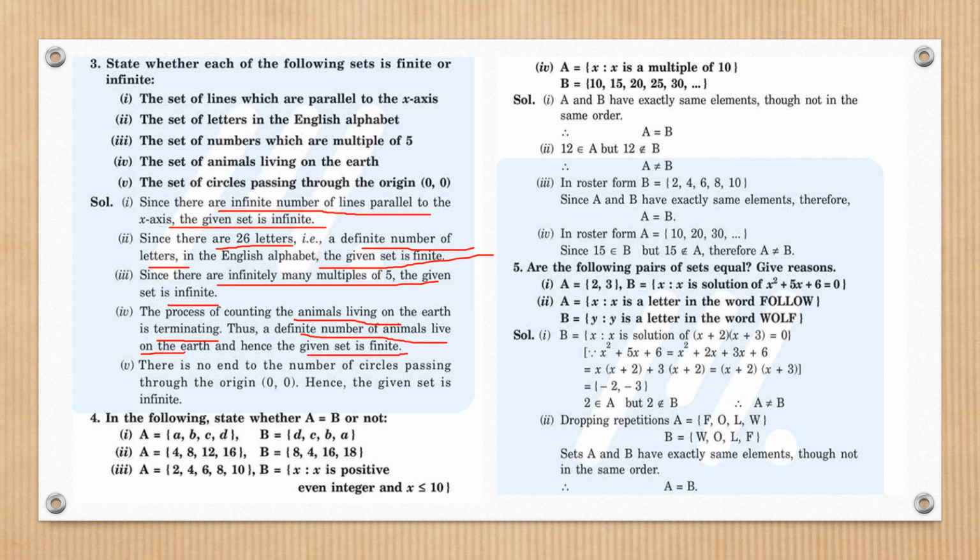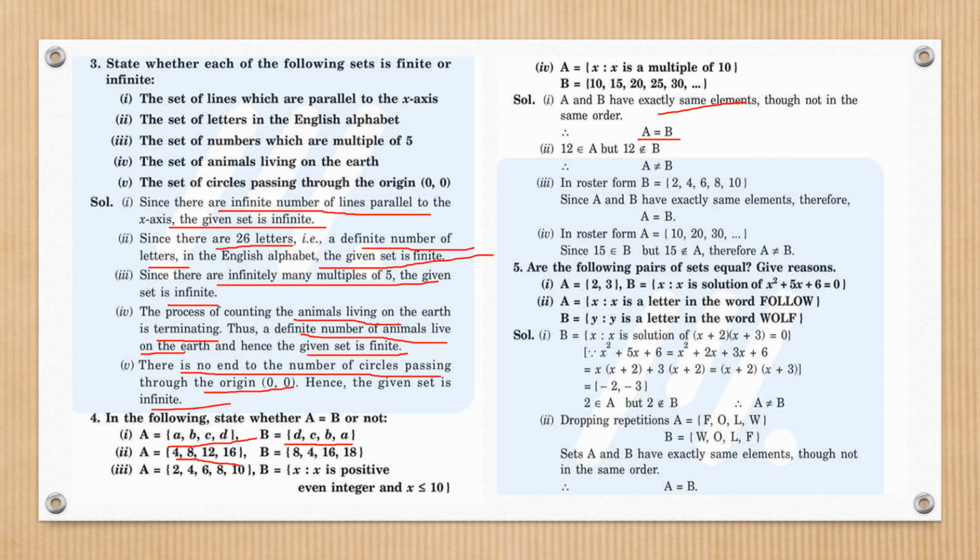The set of circles passing through the origin (0, 0). Again there is no end to the number of circles passing through the origin. Hence the given set is infinite. Number 4: state whether A and B are equal or not. See, A is {a, b, c, d} and B is {d, c, b, a}. You know that order is not important. So exactly the same elements are there. So these two sets are equal.